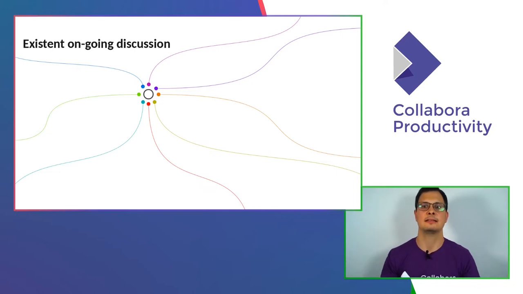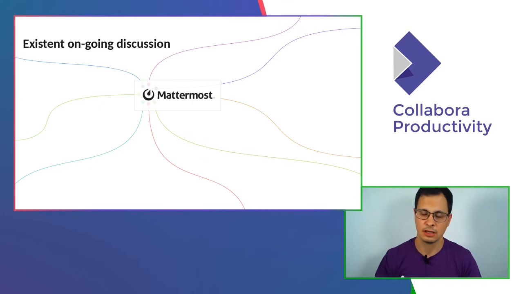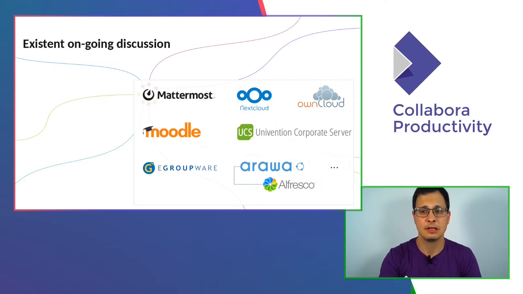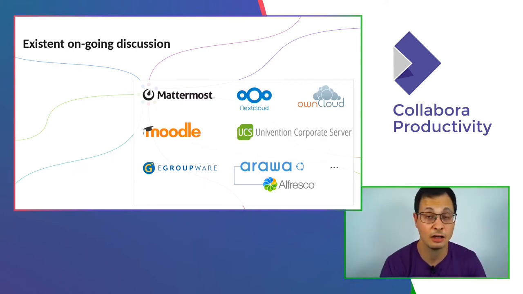We are all suddenly seated around a virtual table and we are all chatting, probably via some kind of software. Let's think about Mattermost, right? There's already a lot of chatting going on there, very valuable information, and we don't want to discard any of that. And when I say Mattermost, it can be any of the many other tools and services out there, right? And I'm happy to say that Collabora Online integrates very beautifully with all of these tools and services.